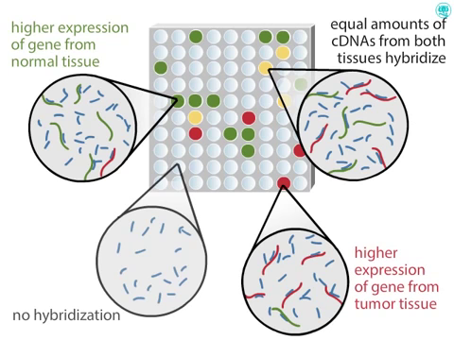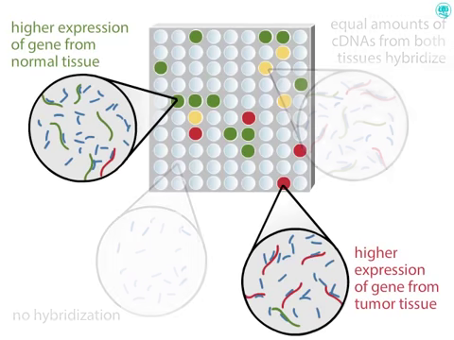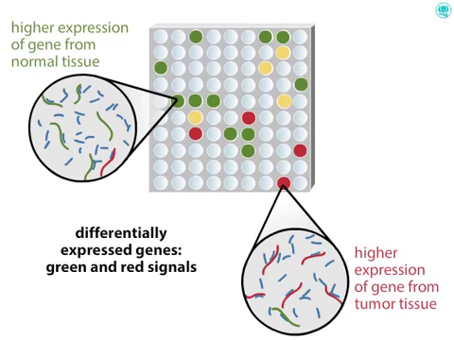Because each area of the microarray contains a known DNA sequence corresponding to a known gene, the identities of the hybridizing cDNAs can be determined. Using these data, investigators can establish which genes are expressed differently in the cancerous tissue, and thus may be able to design better treatment strategies.